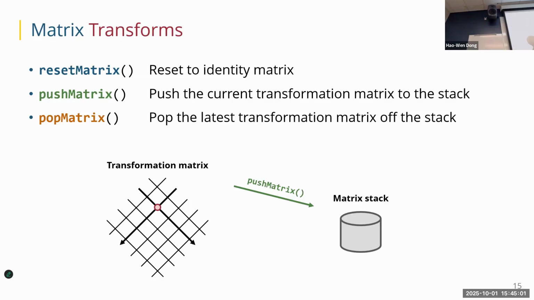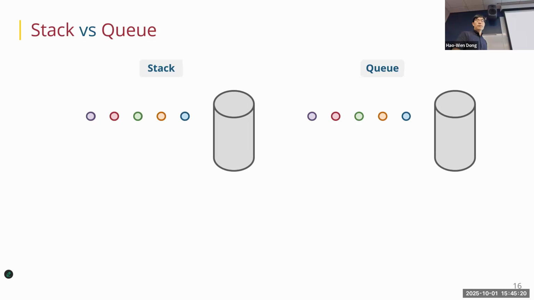And the stored matrix will temporarily be kept in your drawer. Then once you do pop matrix, you can retrieve the stored matrix back. And these have the behavior of first in, last out. It's a little bit tricky. But anyway, here are some slides I grabbed from somewhere else.